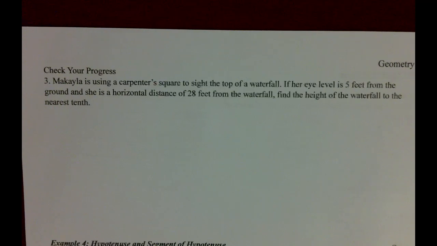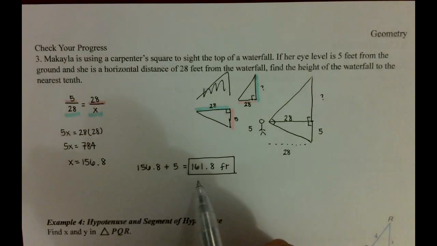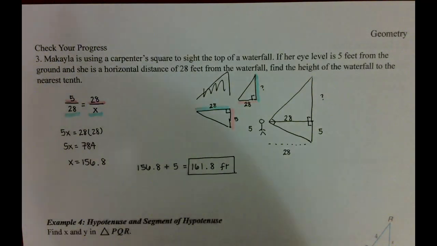Why don't you try CYP3 on your own, and then once you're done, come check your answer. You should have gotten that the waterfall is 161.8 feet high. If you got that right, you can move on to our last example. If not, here is your explanation.